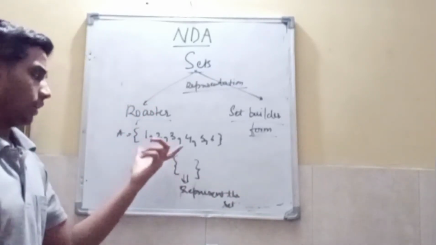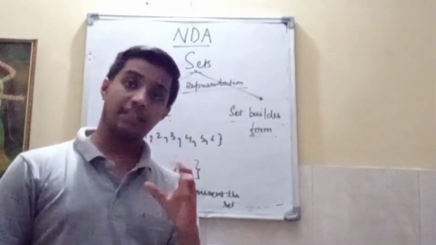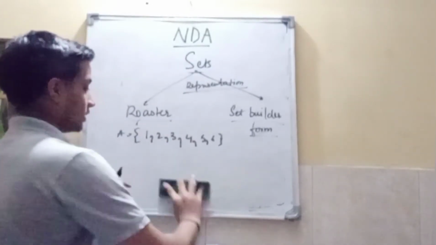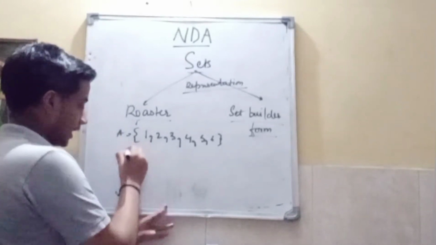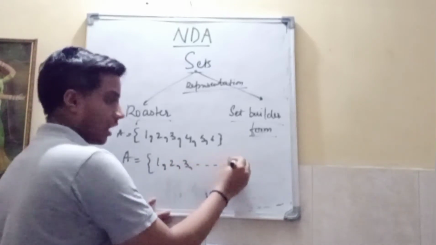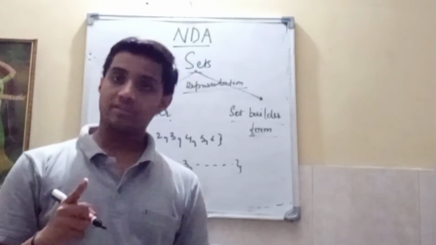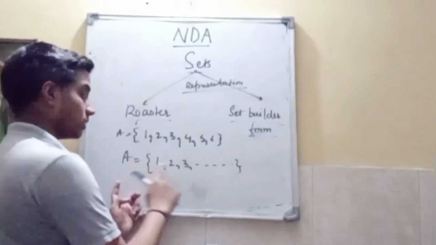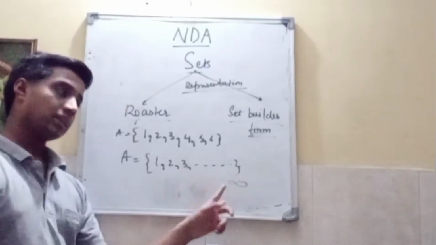So you would be thinking, if we have infinite numbers, how can we represent them in roster form? The way to represent it in roster form is A is equal to {1, 2, 3, up to infinity}. This is the set of natural numbers. You know natural numbers start with 1 and move till infinity. Infinity is usually denoted by this symbol.